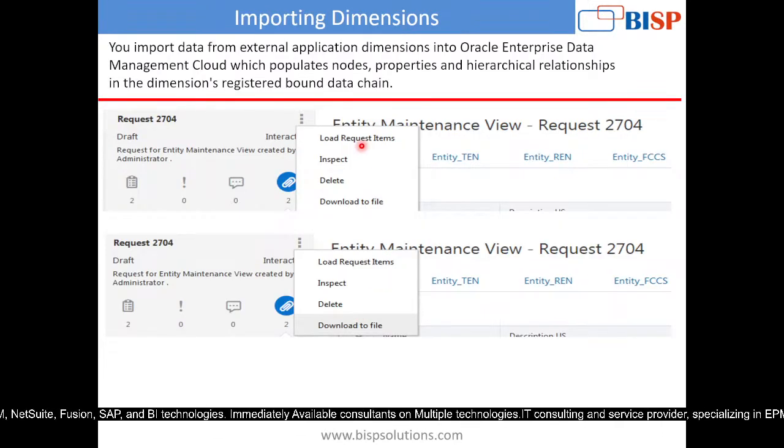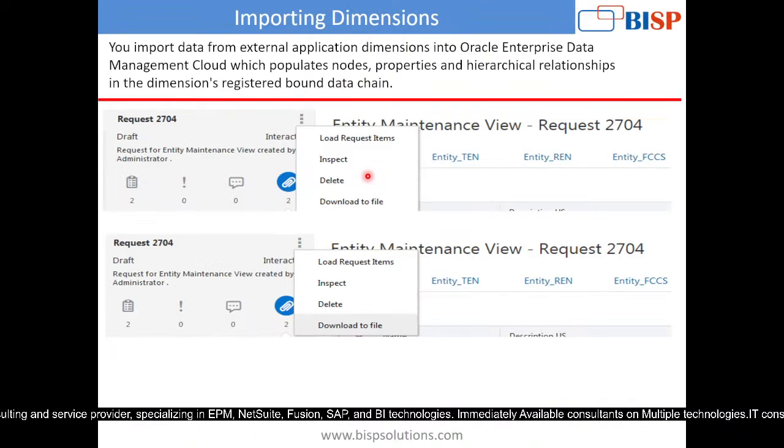Okay, then we have importing a dimension. As you know, we have to make one request, and then with the load item request we can import all the metadata from the file. That can be a CSV file. You can import data from an external application into Oracle Enterprise Data Management Cloud, which populates node properties and hierarchical relationships in the dimension registered bound data chain.